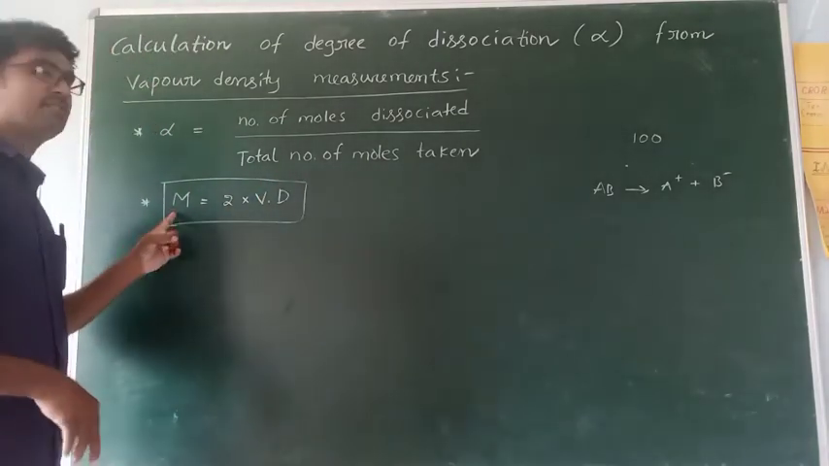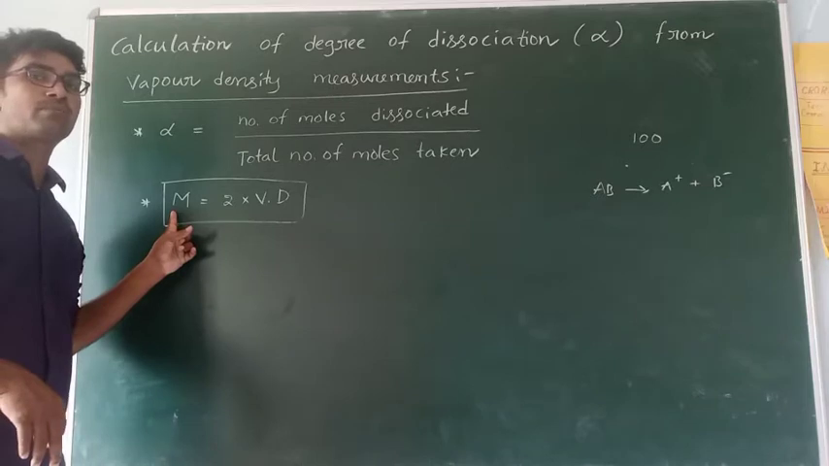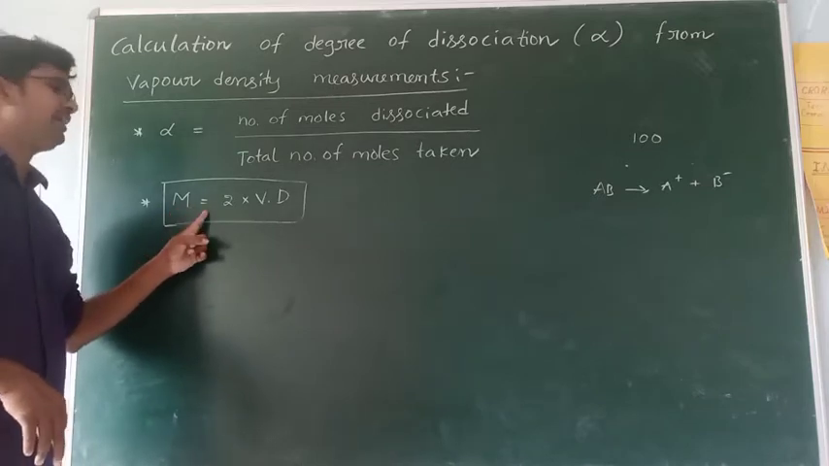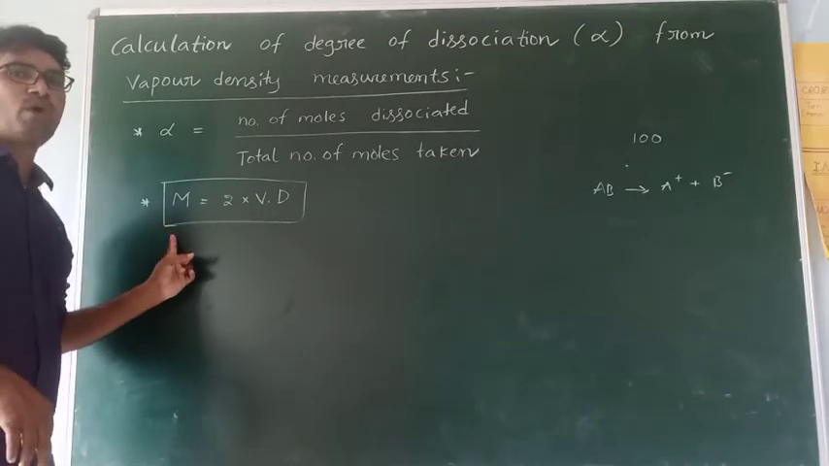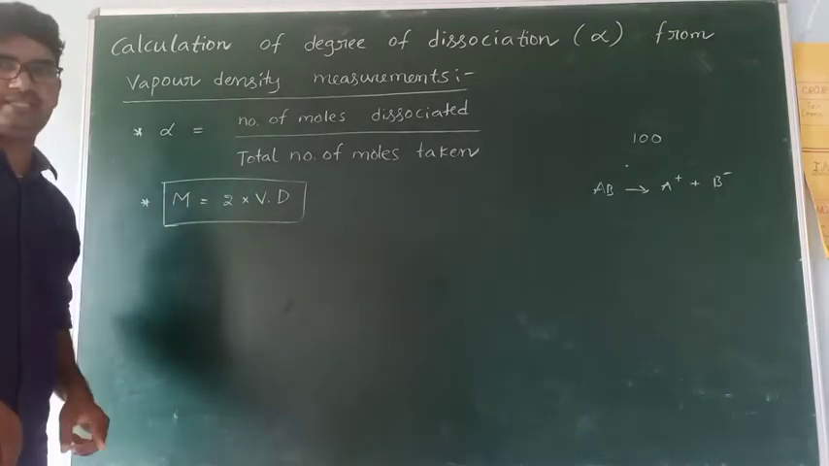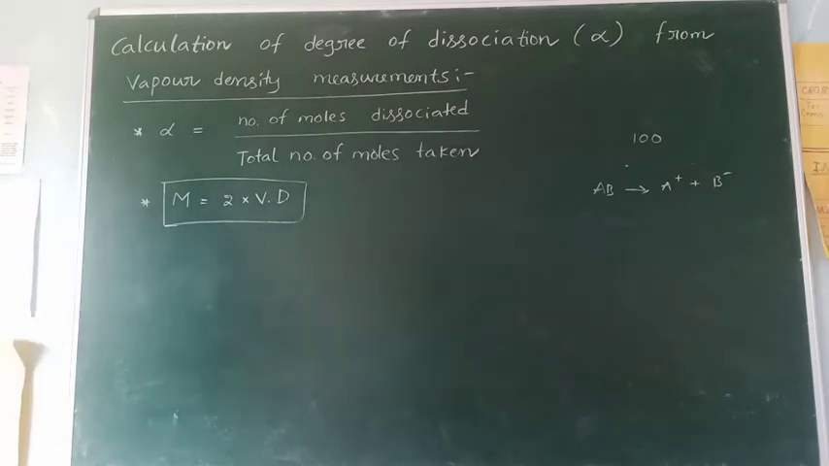Next one. M is the molecular weight or molar mass. M is equal to 2 times vapor density. This is the relation between molecular weight and vapor density. So just remember these two equations.